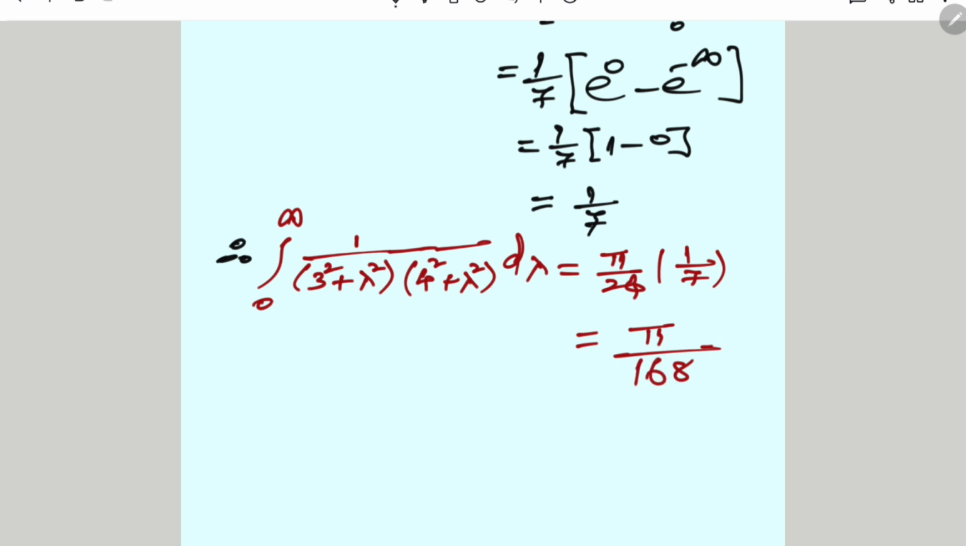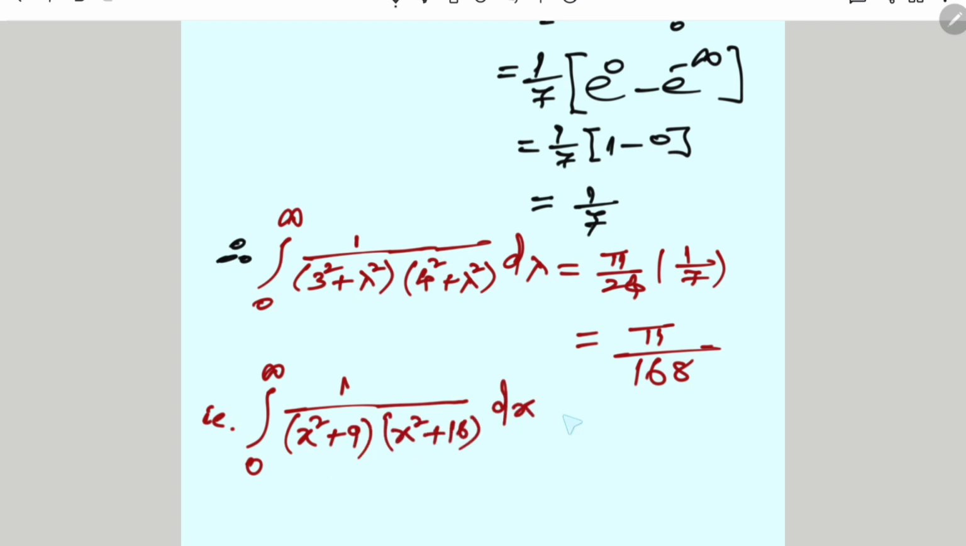Our definite integral does not depend upon the variable, therefore replacing lambda by x, we get 1 upon (x square plus 9), 3 square means 9, and (x square plus 4 square), 4 square means 16, and its integration with respect to x is pi by 168 as the required answer.